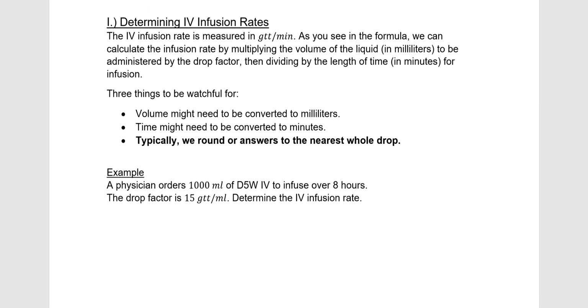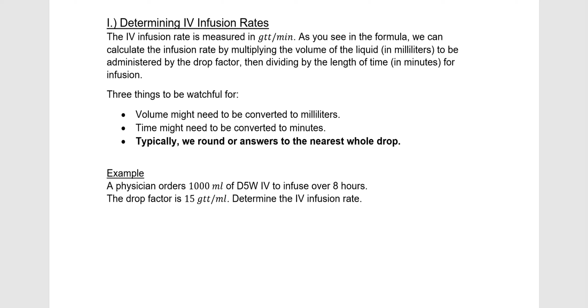So starting with the first type of question, which we mentioned on the top of the last page, determining the IV infusion rates. So like I just mentioned, the IV infusion rate is measured in drops per minute, the GTT over minutes. And as we just saw in that formula, we can calculate this by multiplying the volume of the liquid in milliliters to be administered by the drop factor, and then divide that product by the length of time in minutes for the infusion. So it's going to be the volume in milliliters times the drop factor divided by the total amount of minutes for the infusion.